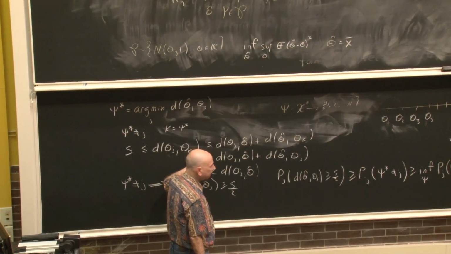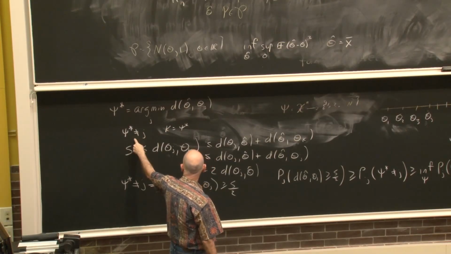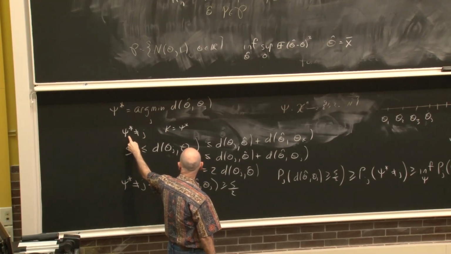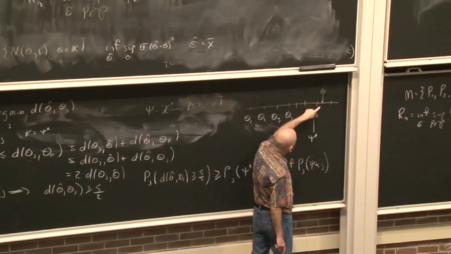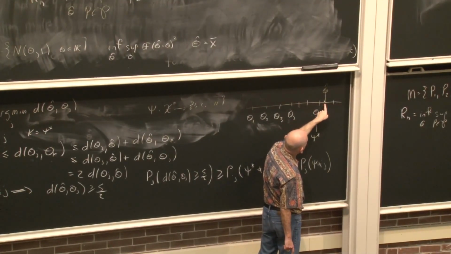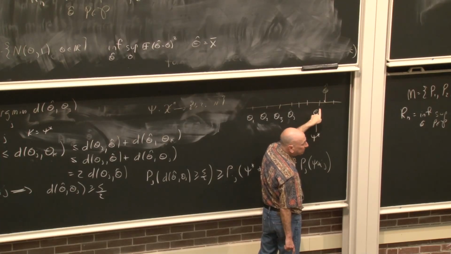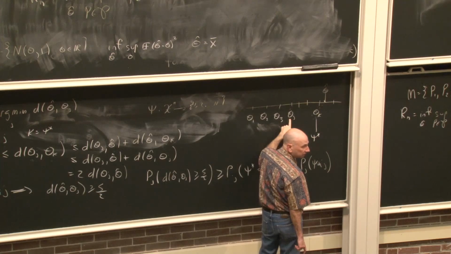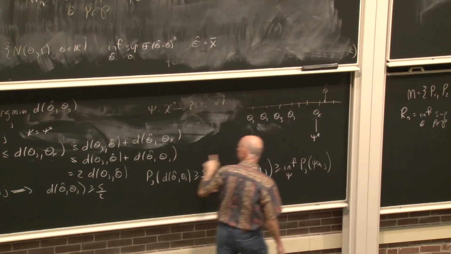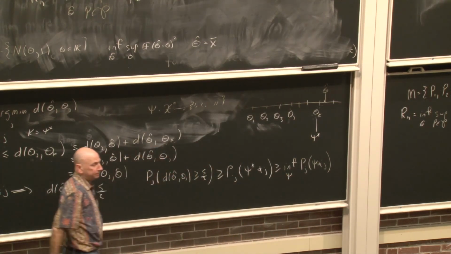How did I get that? I'm saying suppose your psi star is not j. What does that mean? It means that the distance between theta hat and theta k is smaller than the distance between theta hat and theta j. That's why you picked the wrong one. So I'm just saying that's less than that.